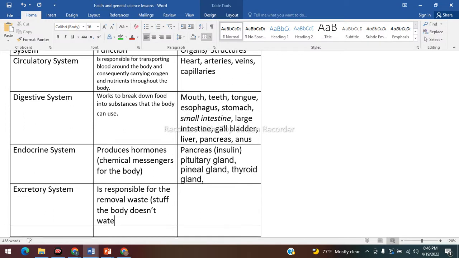Give me some examples of waste. Stuff the body doesn't need. Water. Skin. Water, yeah, that's urine. Urine is waste. Urea is waste. The body doesn't need that.